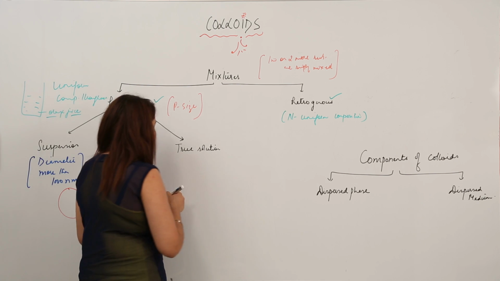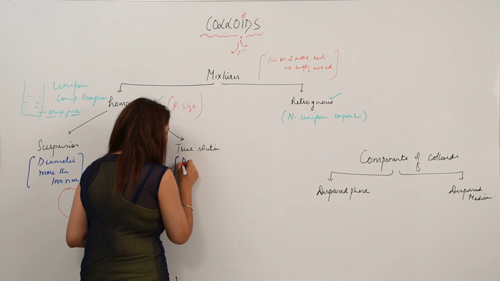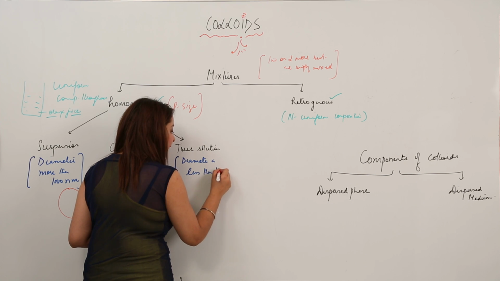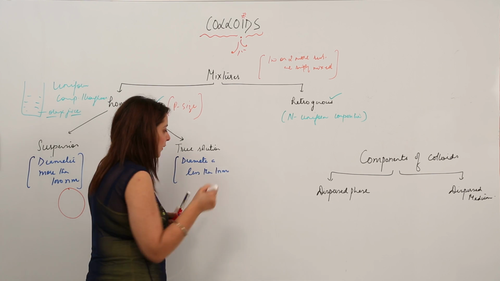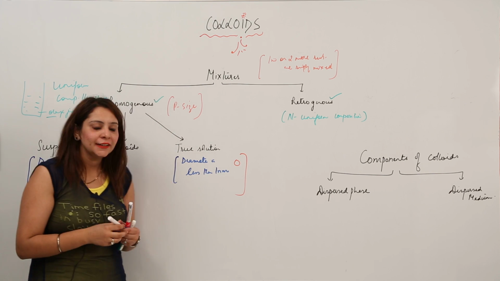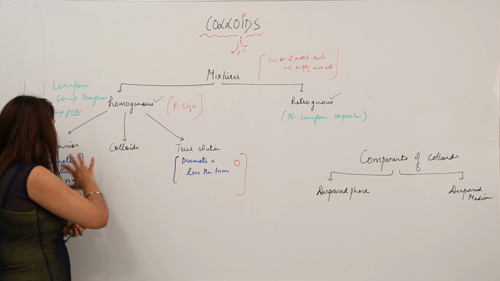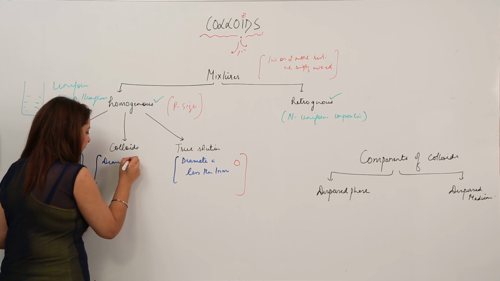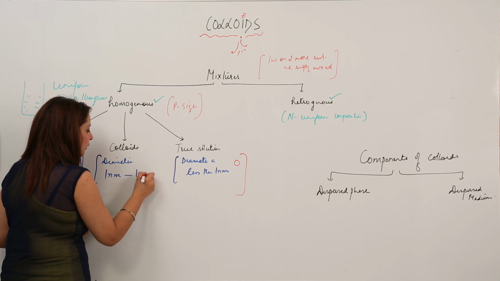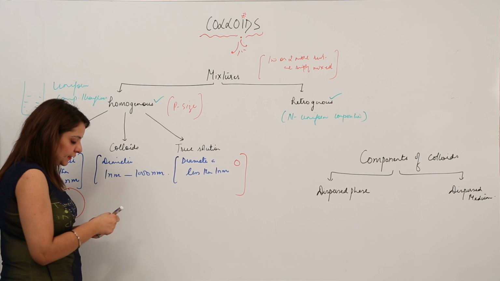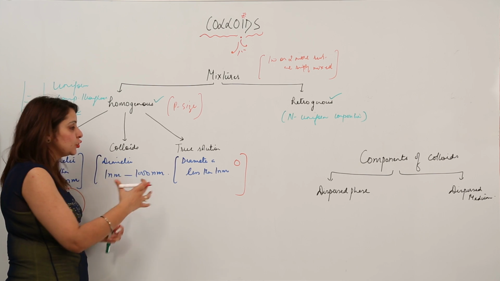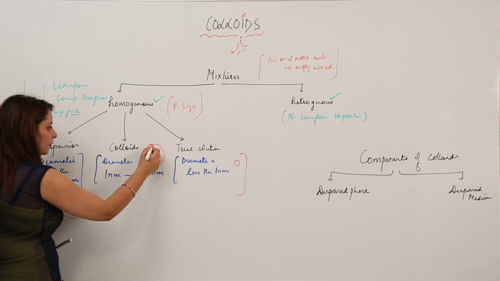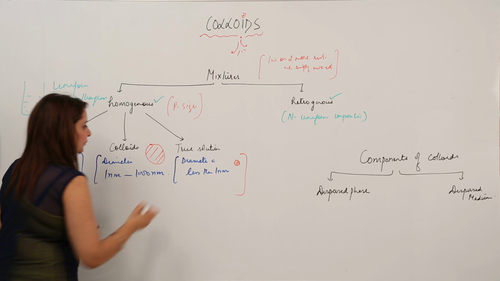And when we talk about true solution, the diameter of a particle is less than 1 nanometer. So that means it is too small. And when we see for colloids, they actually lie between the suspension and the true solution. The diameter is between 1 nanometer to 1000 nanometer. So that means their size is between the big suspension and the small true solution.